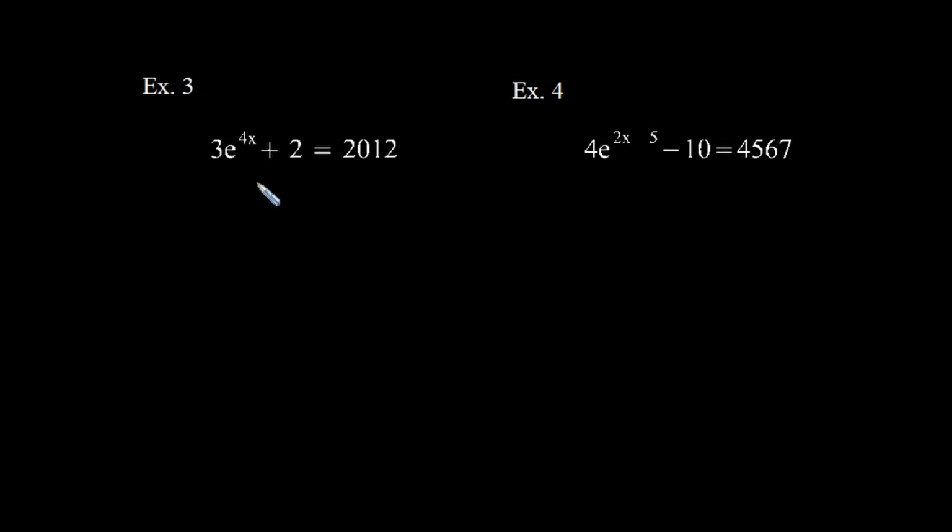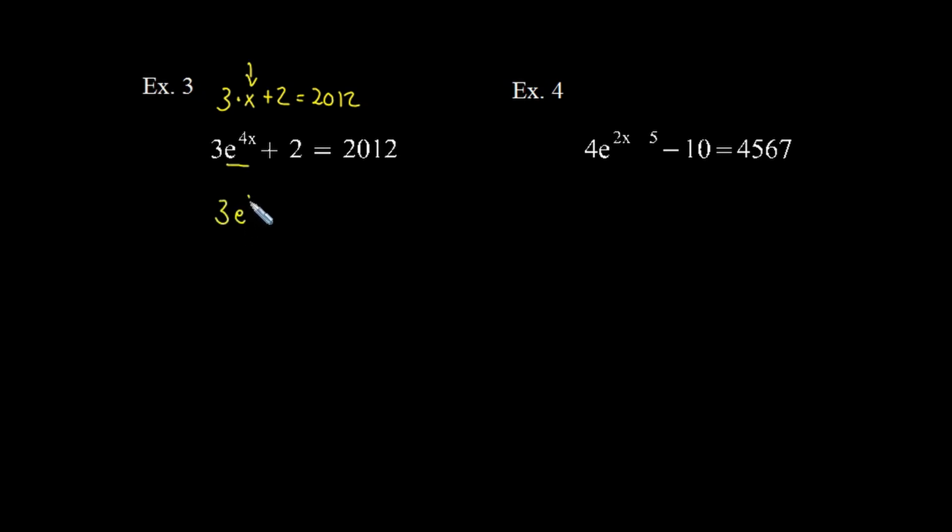In example 3, we're faced with an exponential function, base e. We have added 2. We have the coefficient 3 on the exponential term there. So we want to isolate that exponential term by subtracting 2 and dividing by 3. So you can think about this problem being as 3 times some variable x plus 2 is equal to 2012. And we will just be subtracting 2 and dividing by 3 in order to isolate this piece of the equation. So let's go ahead and get to that.